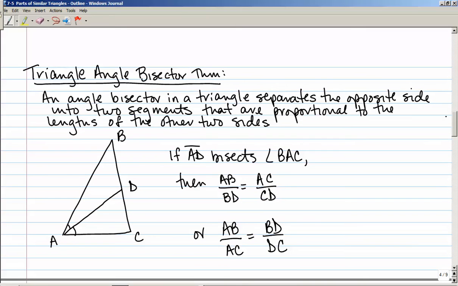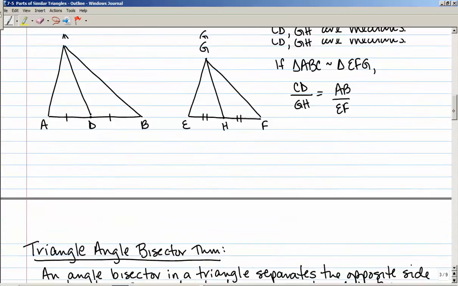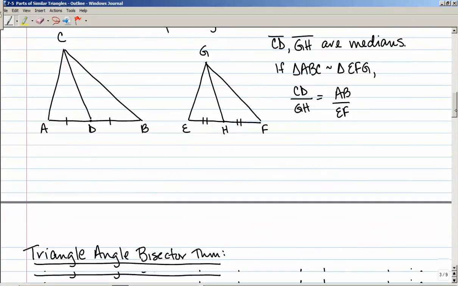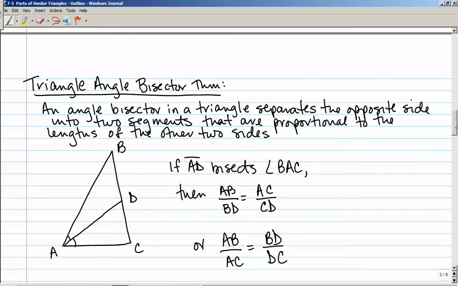And the triangle angle bisector theorem. Notice the difference with this theorem and the previous ones is those all had two triangles in them. This one has just one triangle that actually has an angle bisector in it. And it says an angle bisector in a triangle, so that would be AD here because that bisects angle A, separates the opposite side into two segments that are proportional to the lengths of the other two sides.